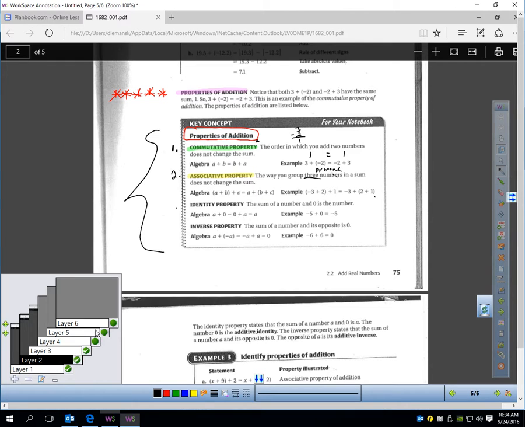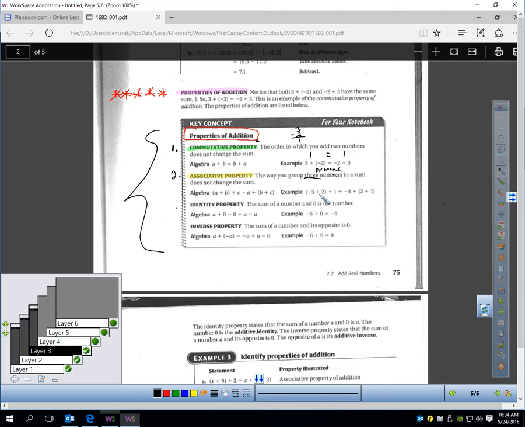Let's see that in this example. You notice the order didn't change. Negative 3 was first, 2 was second, 1 third, and over here, negative 3 first, 2 second, 1 third. The order didn't change. Here's what did change. Look at the parentheses. On the left side of the problem, they're telling you to group negative 3 and 2 first, but on the right side, they're grouping differently. Let's see if we get the same answer.